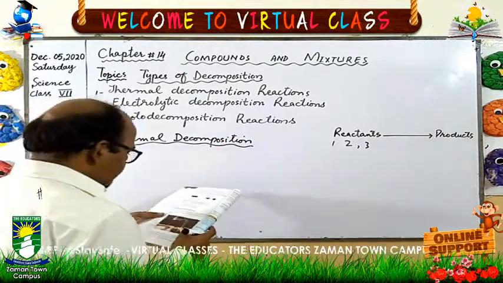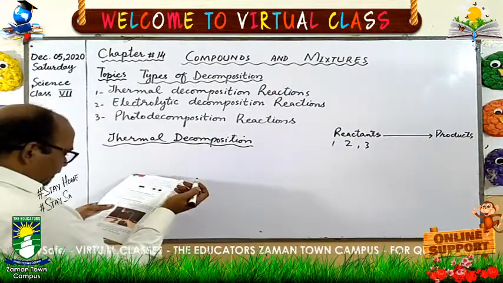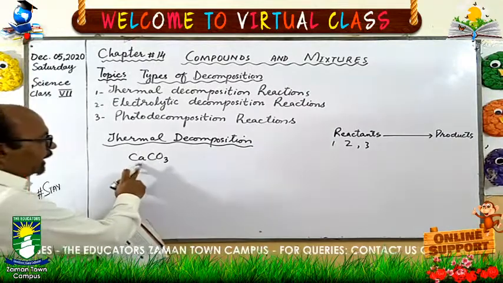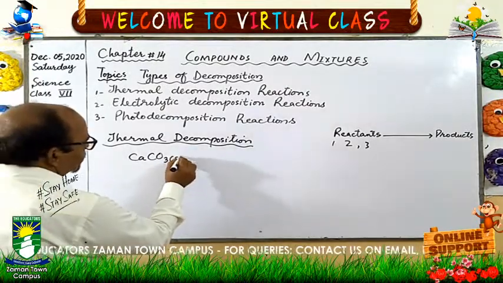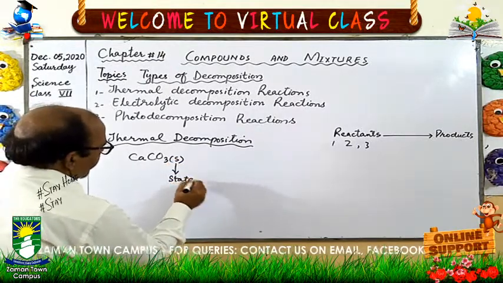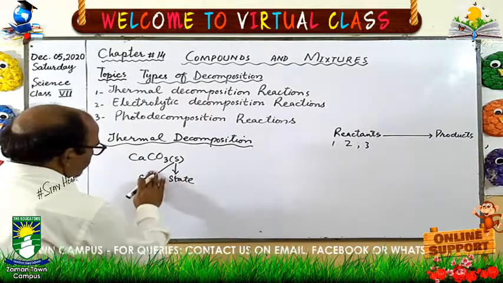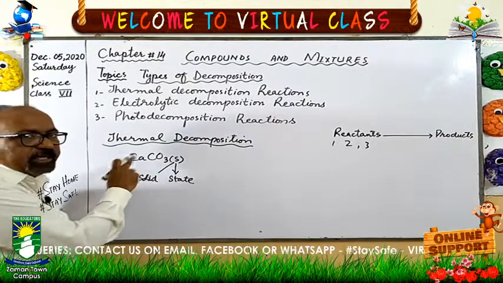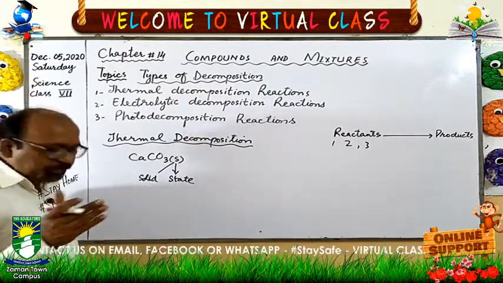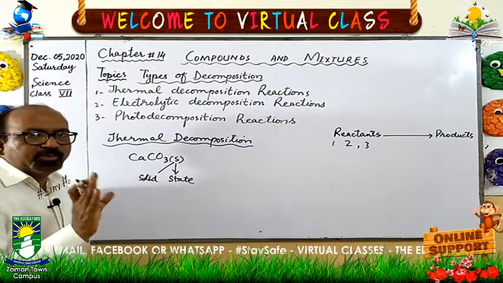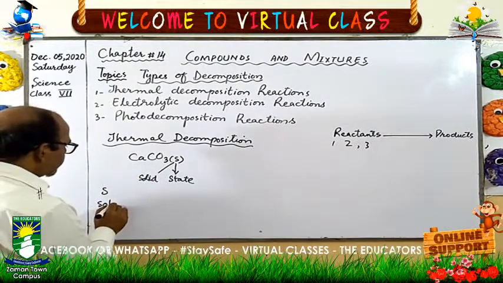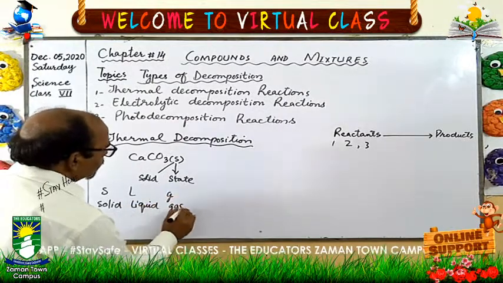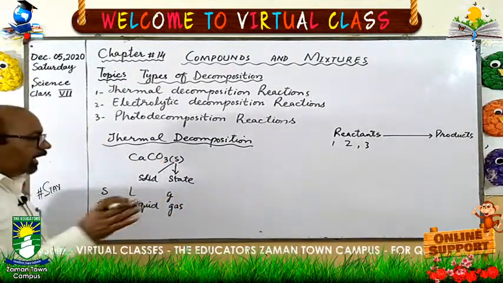As an example of thermal decomposition, we can take the decomposition of calcium carbonate. Calcium carbonate is a compound, CaCO3, and here S is written. S means its state, and it is solid. If L is written, it means liquid. If G is written with the substance, it means it is gas. These are the three states of matter in which all things are present. They can be solid, liquid, or gas. So S for solid, L for liquid, and G for gas.